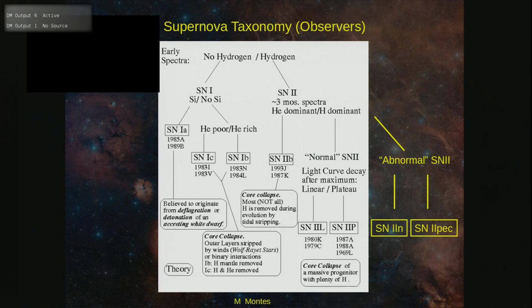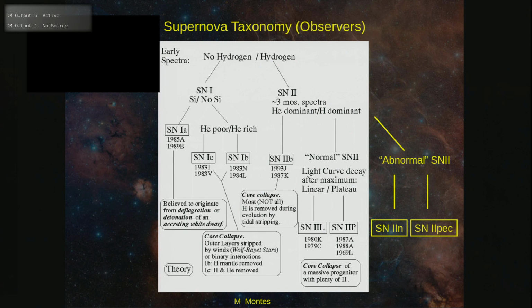Okay, so the observers have a taxonomy for the names of these things, and this is a busy slide. Don't worry, there won't be a quiz. But I wanted to give you a handle on how these are designated. So if you look at the early spectrum, if you don't see hydrogen, you're a type 1 supernova. If you do, you're a type 2.